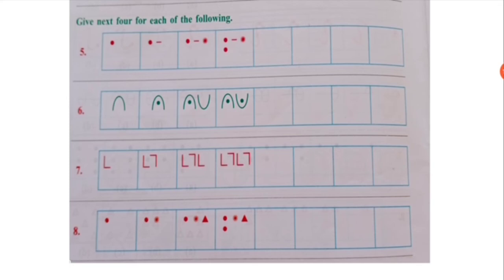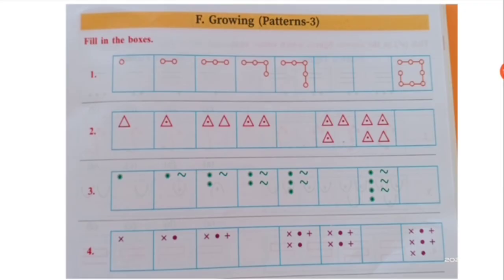So like this you have to draw. So I can tell the students it is very easy to understand. You just learn the first, second, third and fourth pattern and you can do it yourself. It is a very easy pattern. Okay, so today we are going to do one more pattern, growing pattern, pattern number 3.